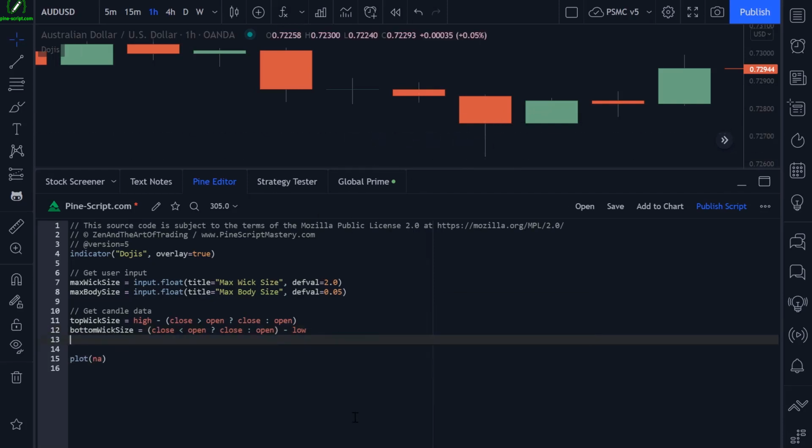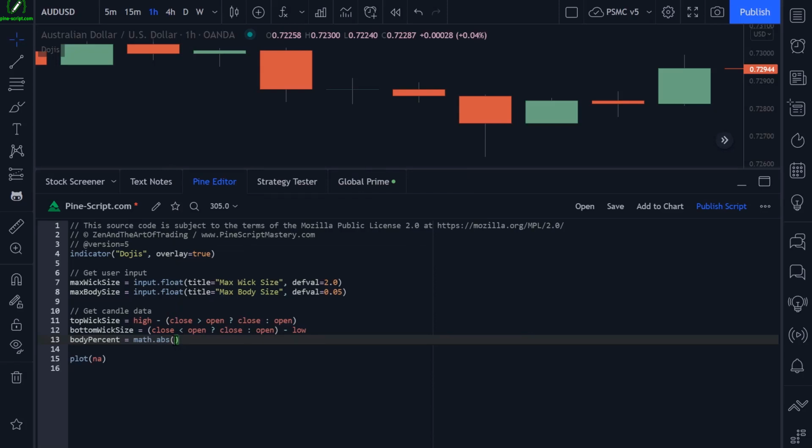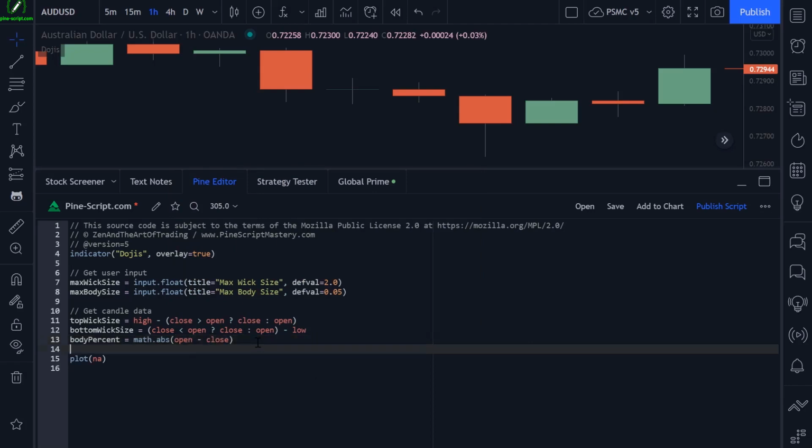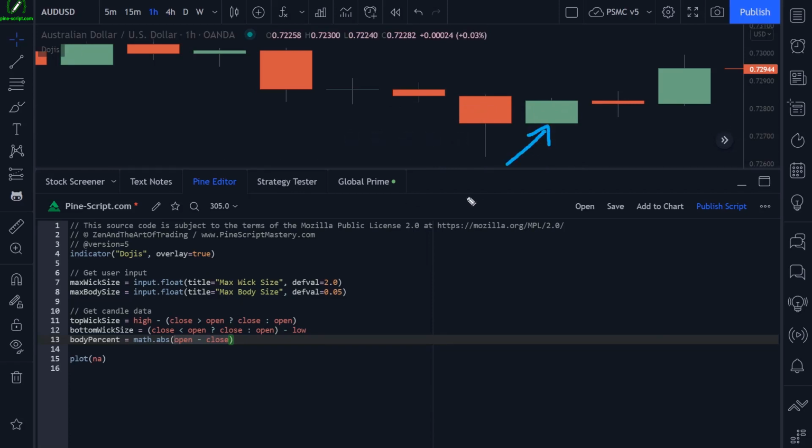The final thing we need to do is get our body percent. Now for this, I'm going to use the math.abs function. The abs function stands for absolute, and this will convert any negative number into a positive number and leave any positive number as a positive number. So whatever we put in here will be converted into a positive number. That means that we can subtract the open from the close here to get the candle body size in points. And we don't need to worry about whether we are subtracting a bullish bar or a bearish bar. Because if we're dealing with a bullish bar, the open is lower than the close, and so we would get a negative number. Whereas on a bearish bar, the open is higher than the close, and it would be a positive number. By wrapping this value in the math.abs function, we can be sure that whichever candle we are analyzing, we'll get the candle body size in points as a positive number.